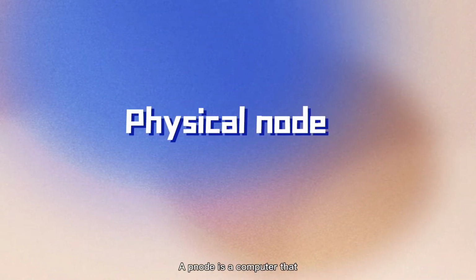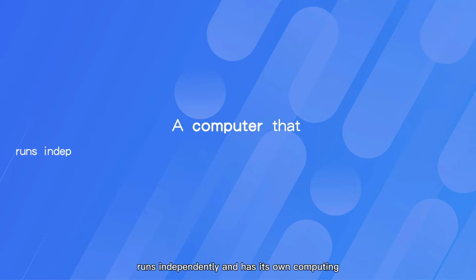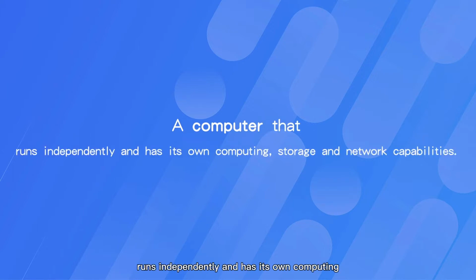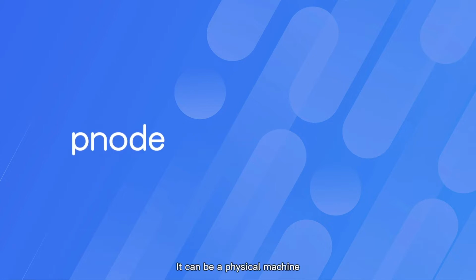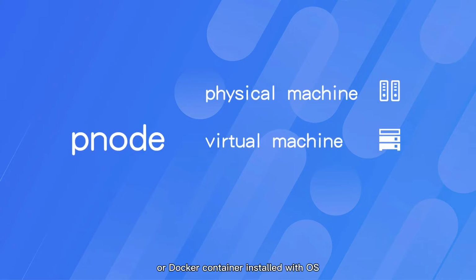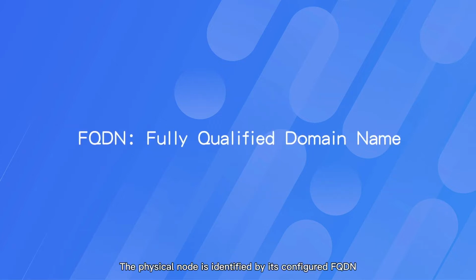Physical node. A pnode is a computer that runs independently and has its own computing, storage, and network capabilities. It can be a physical machine, virtual machine, or Docker container installed with OS. The physical node is identified by its configured FQDN. TDengine uses FQDN for network communication.